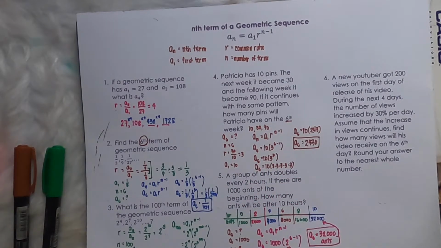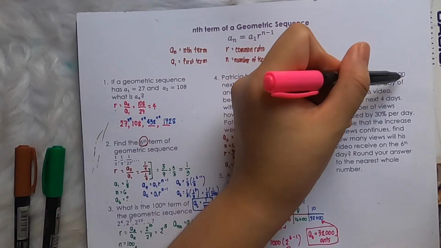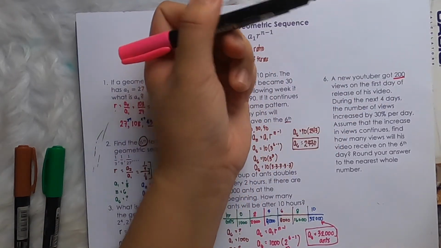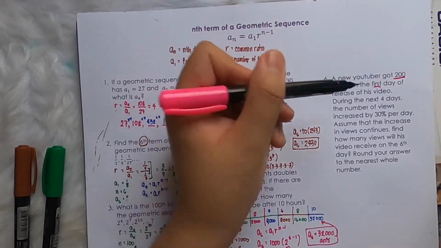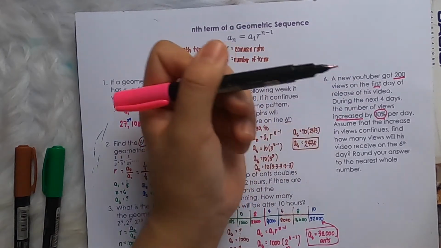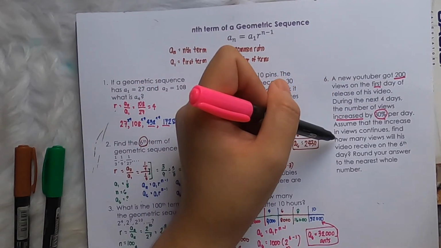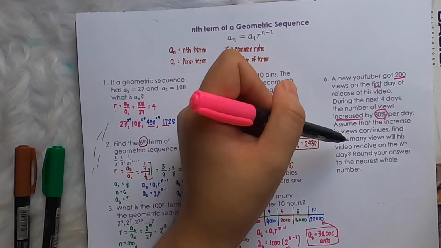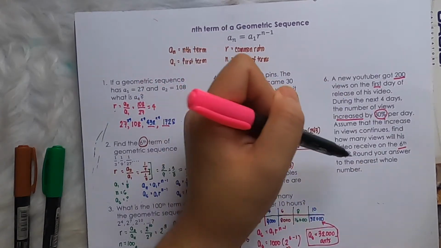Number 6. A new YouTuber got 200 views on the first day of the release of his video. During the next 4 days, the number of views increased by 30% per day. Assume that the increase in views continues. Find how many views will this video receive on the 6th day. Round your answer to the nearest whole number.